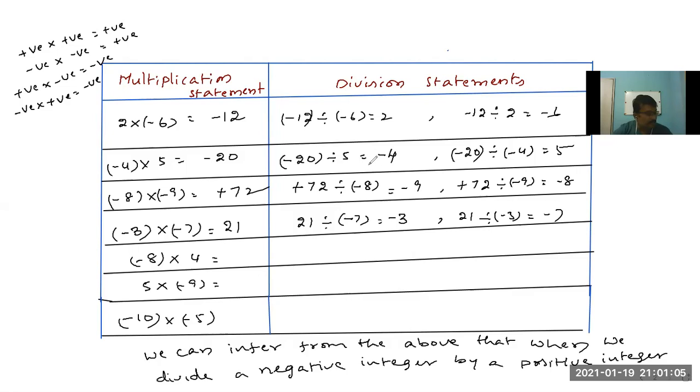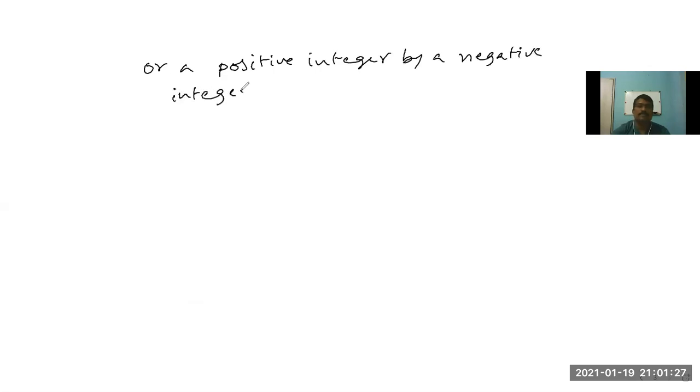So we can divide a positive integer by a negative integer, or a negative integer by a positive integer. We divide them as natural numbers.